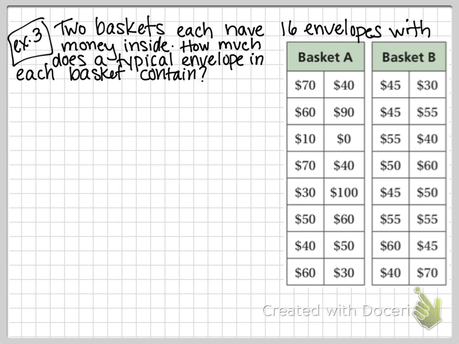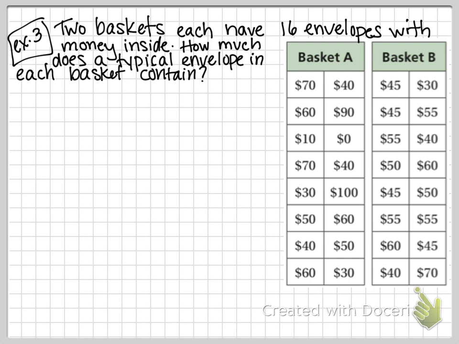If this data was skewed left or right, what data piece would be a good measurement of a typical envelope? Tate? The median. Good. And the interquartile range to describe the variation. If it was symmetrical for one of the baskets, which data would you want to use? Anna? The mean and the MAD, right? I'm not going to do it just because it's going to be a lot of adding.